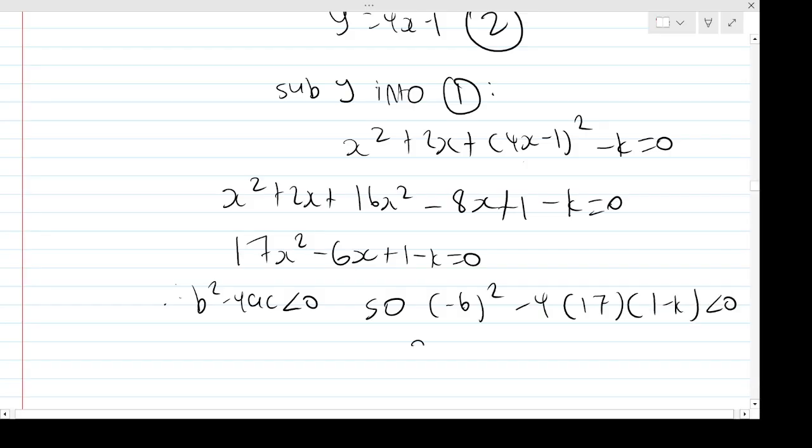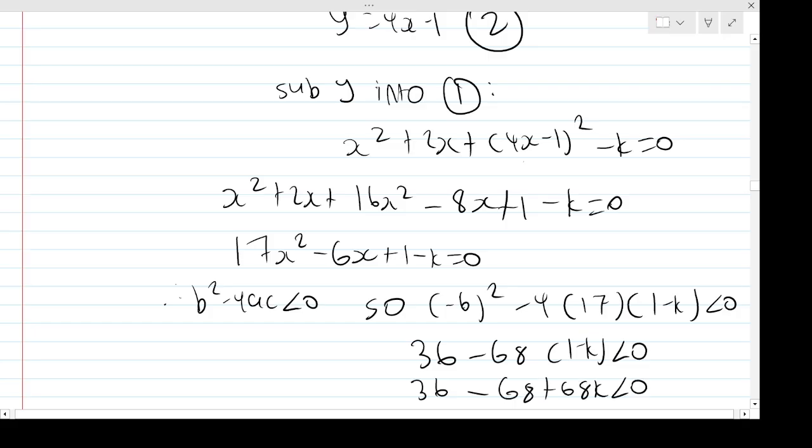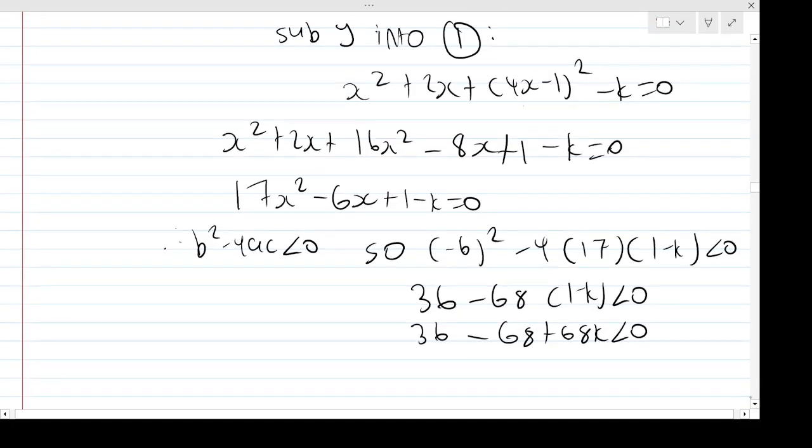Cool. Then we expanded to get 36. Then minus 4 times 17 gets me minus 68. And then 1 minus k less than 0. Then if I expand that one, I get 36 take away 68, then plus 68k less than 0, because minus k times minus 68 is plus 68k. Okay, well then I'm going to then move this number to the other side. So I have 36 minus 68 is minus 32. That means 68k has to be less than positive 32 if I add then 32 to both sides, okay?